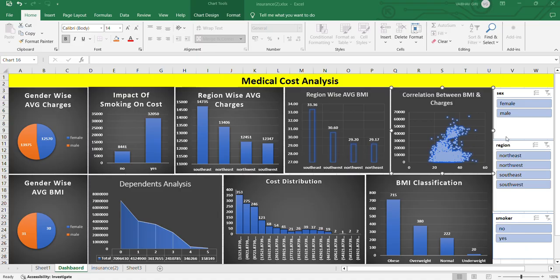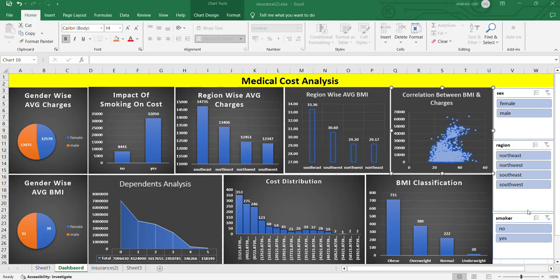Finally, we built an interactive dashboard that includes filters on gender, region, and smoker. Then we have pivot charts and bar graphs to visualize the trends, and we also use slicers for easy filtering. So this dashboard allows stakeholders to quickly explore the trends and make data-driven decisions.